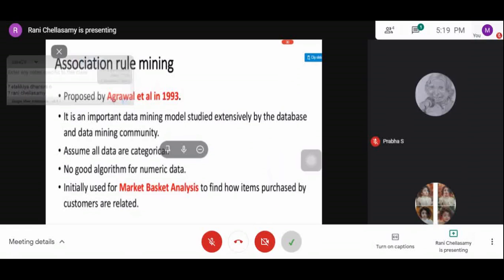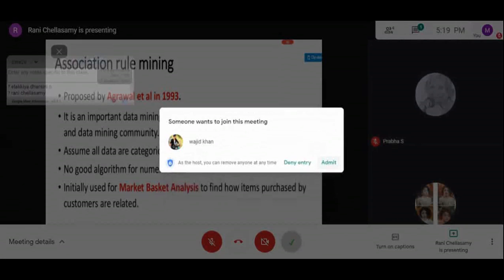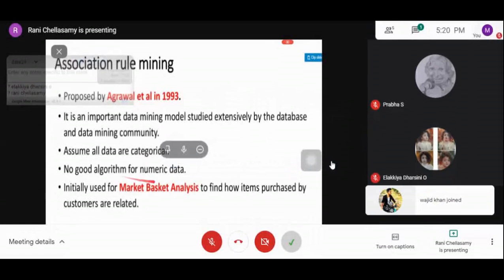mining community. Okay, so here all the data will be categorical. Categorical will be in yes or no format, or true or false format, likewise. So it is not about numerical values. It is not a good algorithm for numeric data, so it won't have any numerical data.